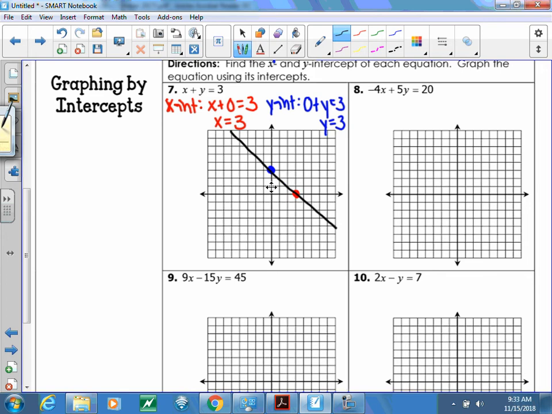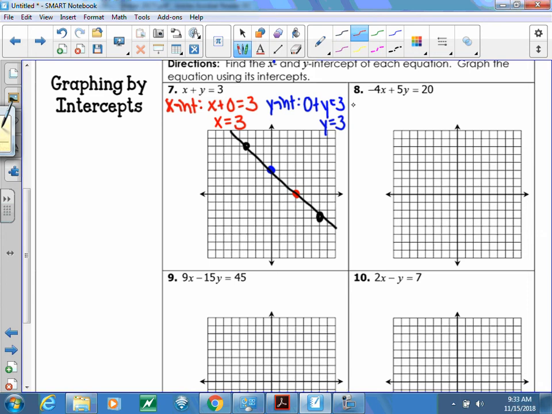If I wanted to come up with some other points too, I could use the slope. In fact, I'm going from the blue to the red here. I can go down 3 to the right 3. If I go down 1, 2, 3 and to the right 3, I can place another point. I can do the same thing in the other direction just to help get additional points if needed.